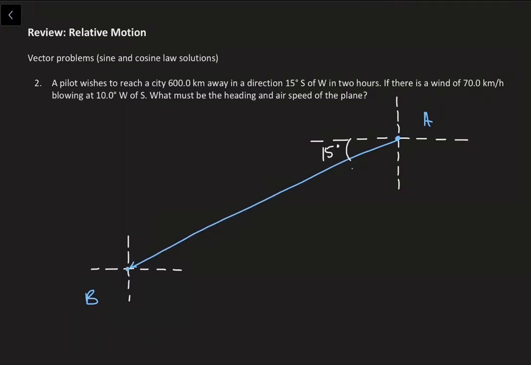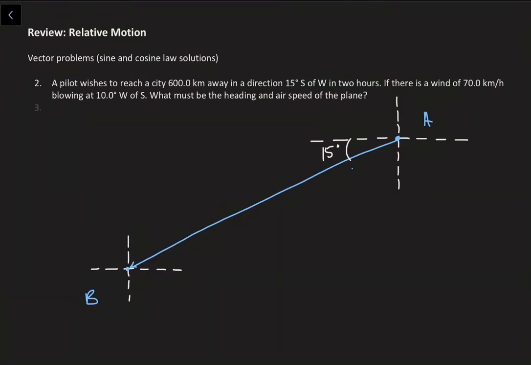This is question 2 from the vector problems that have sine and cosine law solutions from the review for relative motion. So a pilot wishes to reach a city 600 kilometers away in the direction 15 degrees south of west in 2 hours. If there is a wind of 70 kilometers per hour blowing at 10 degrees west of south, what must be the heading and airspeed of the plane?